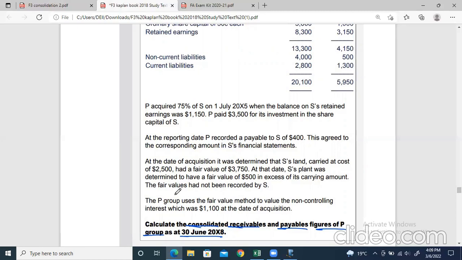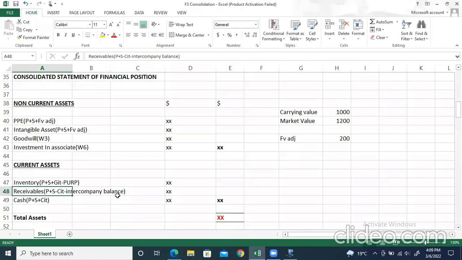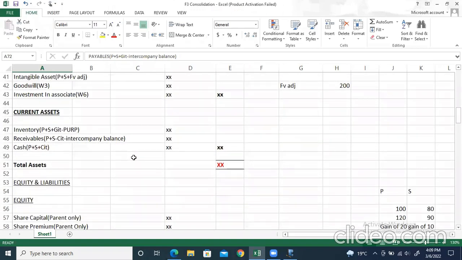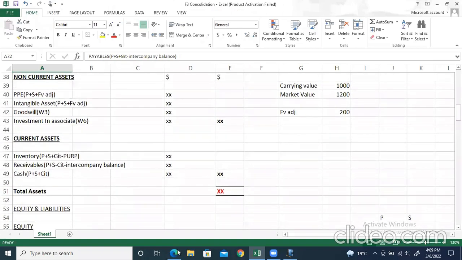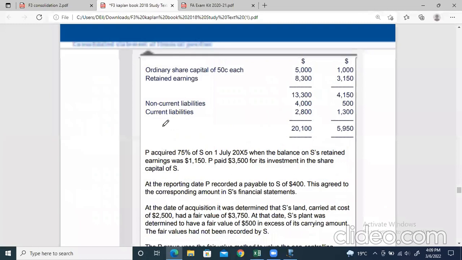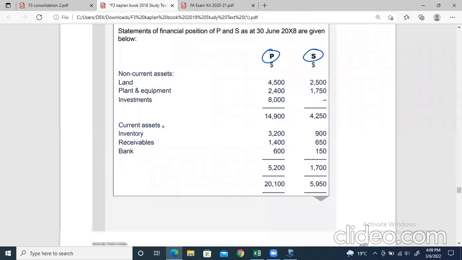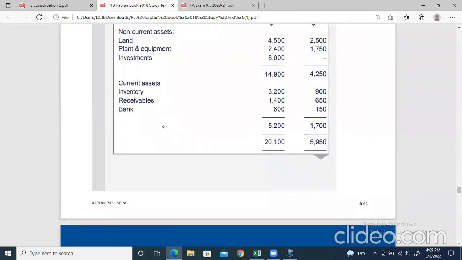Okay, so for this you need to know the receivables formula, this whole 4 or 5 things, and the payables formula as well, which is over here, right? So the same thing we have to apply over here. Let's see in the question what it has given to us. First of all, you can see these are the individual financial positions of the parent company separately and the subsidiary company separately. Consolidation has not yet happened, right? They have just given the separate statements for all of these.